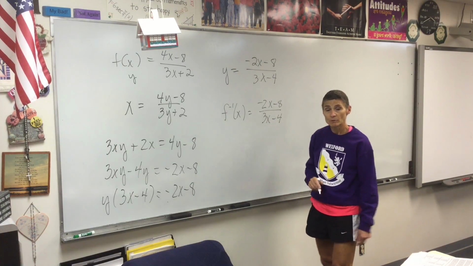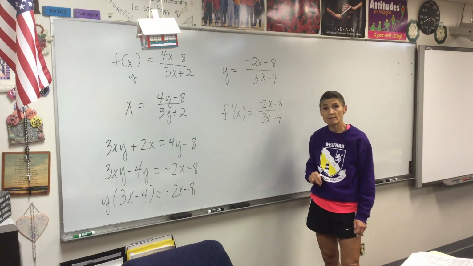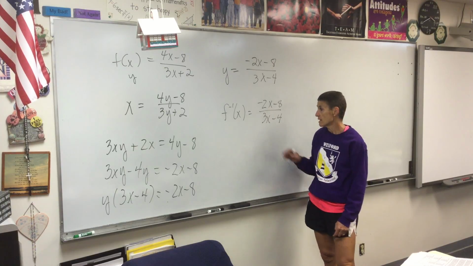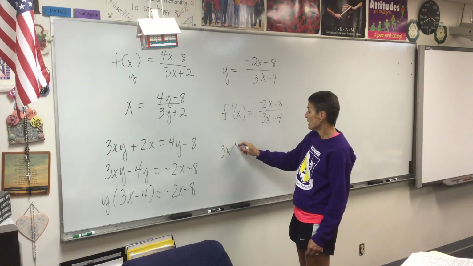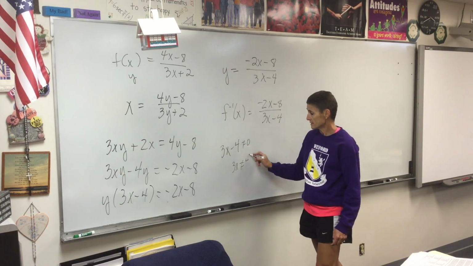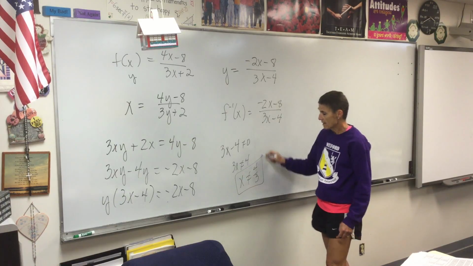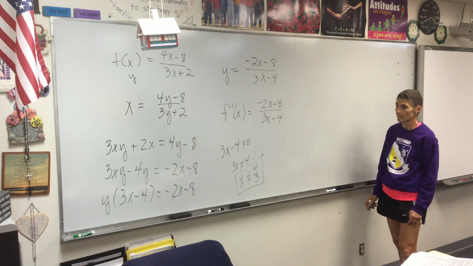Okay, remember, domain is influenced primarily by two things, radicals and variables in the denominator. Obviously no radicals. But we do have a denominator, so we know that 3x minus 4 cannot be 0, so 3x cannot be 4, and x cannot be 4/3. That is the domain of your inverse.